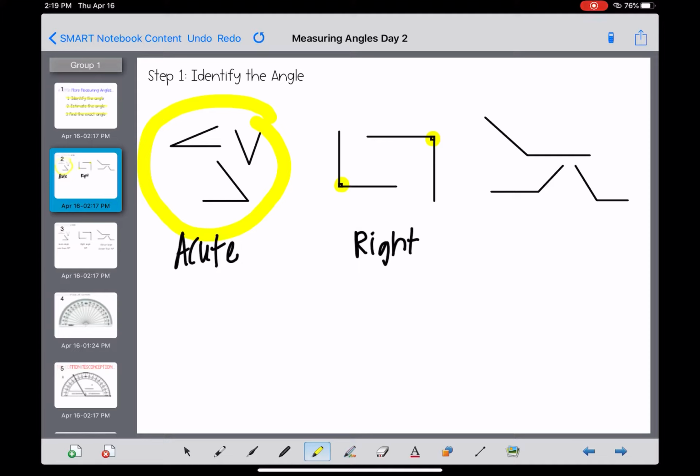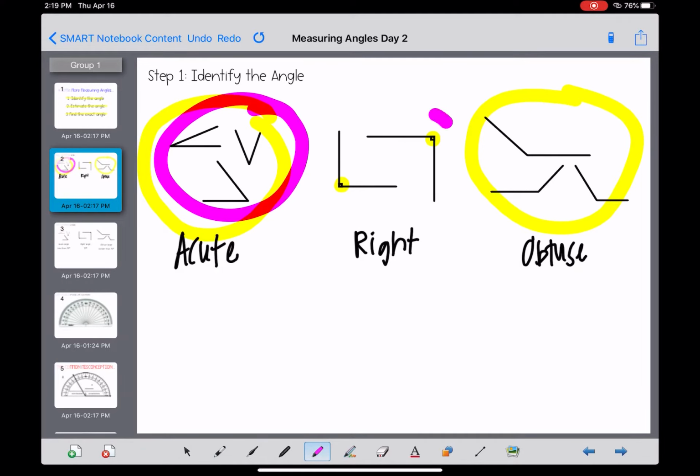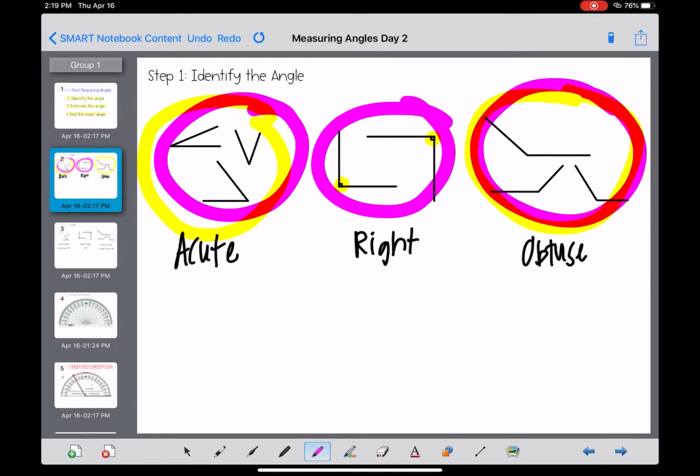And then we have these angles that are larger than a right angle. Those angles, which are these 3, are called obtuse angles. So again, we have 3 angles. Let's change colors so we can look at these. We have an acute angle, right angle, or obtuse angle.